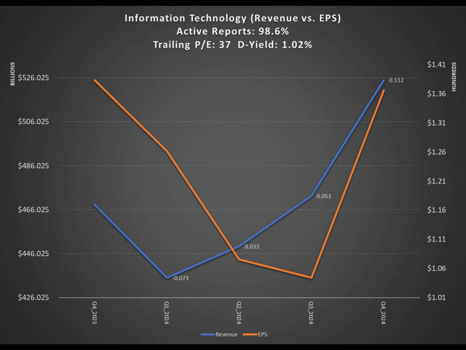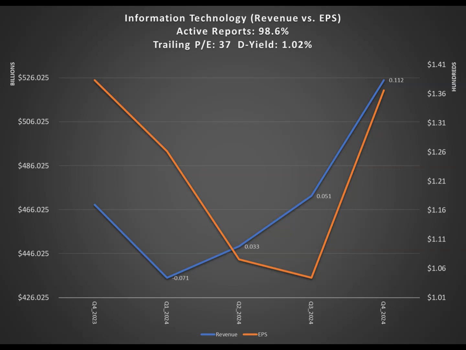Information technology sub-industries. IT consulting and other services. Application software. Semiconductors. Internet services and infrastructure. Electronic components. Technology hardware, storage and peripherals. Semiconductor materials and equipment. Communications equipment. Technology distributors. System software. Electronic manufacturing services. Electronic equipment and instruments.